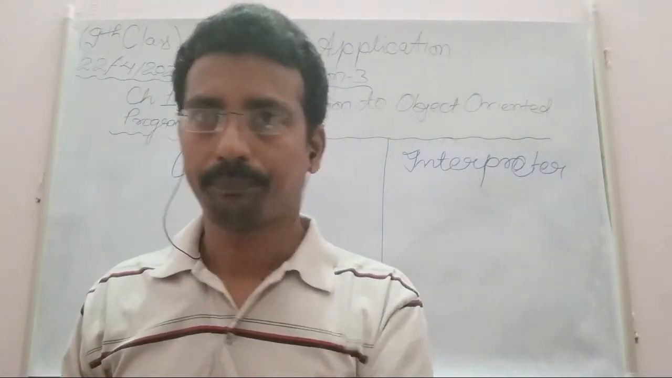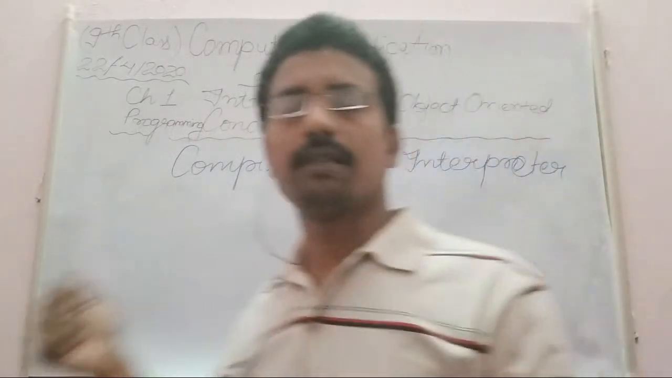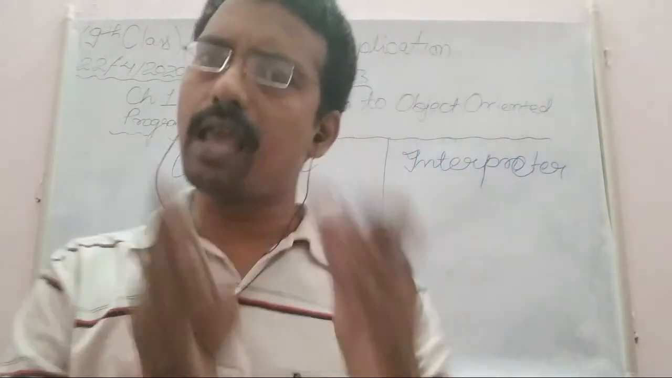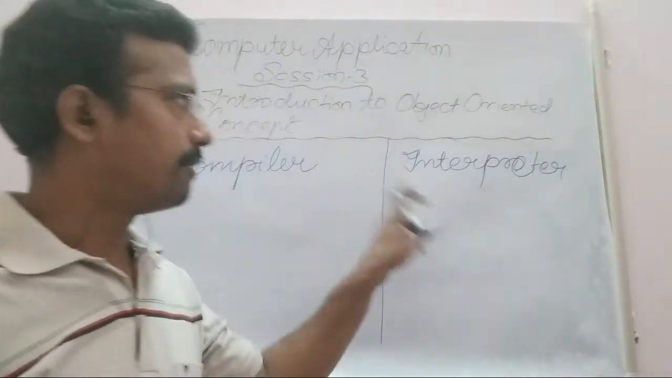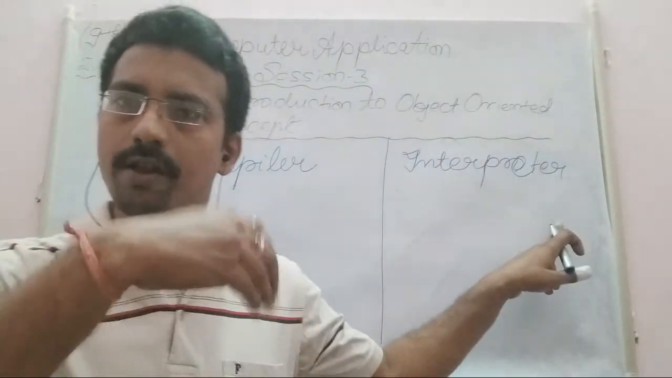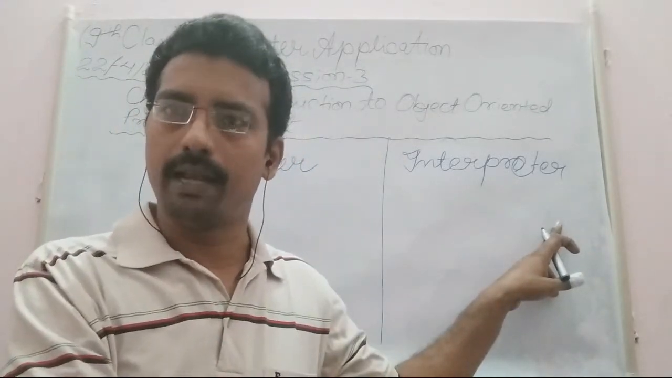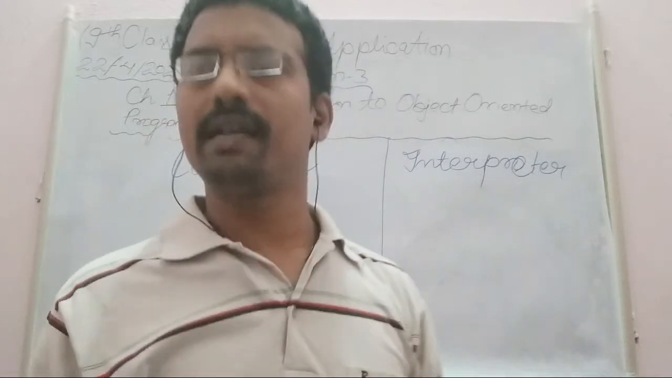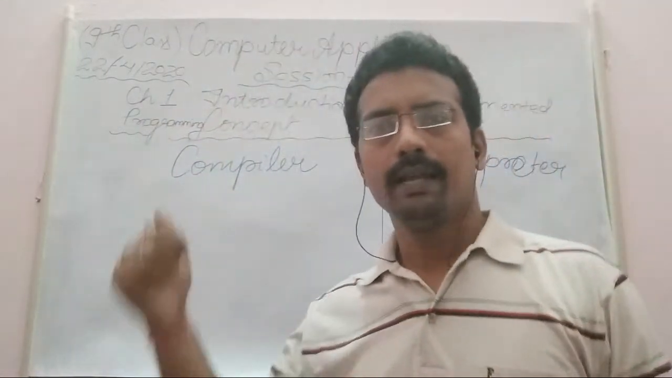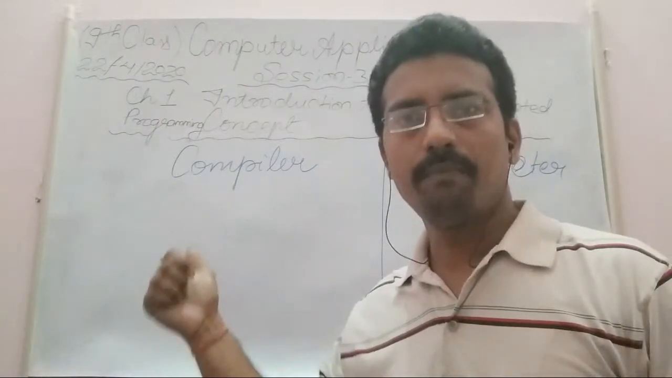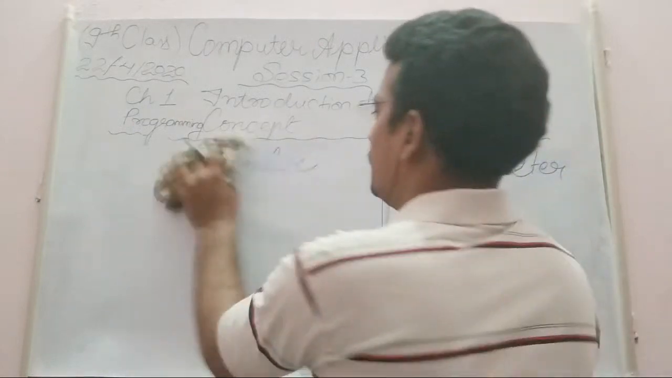Is it okay? Interpreter. An interpreter is a translator that does the same thing as a compiler does. The only difference is that it performs the same operation line by line. Error checking line by line, conversion line by line. So why has this topic been revised here? Because in the upcoming topic, these two will be named. That's why.